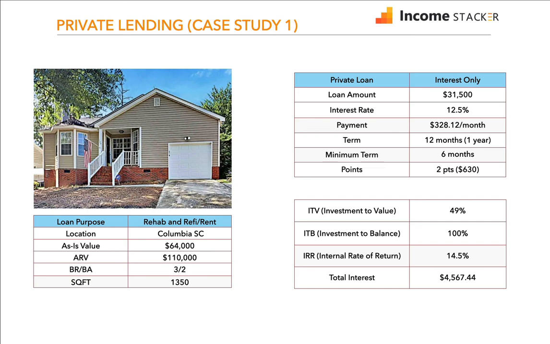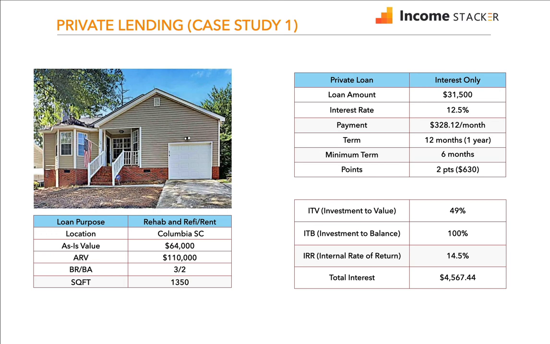We also charge 2 points. A point, for those who do not know, is a percent. So 1 point is 1%, 2 points is 2%, and so on. So it's a percentage of the loan amount. So 2 points, or 2%, of $31,500 is $630, and we collected that up front.